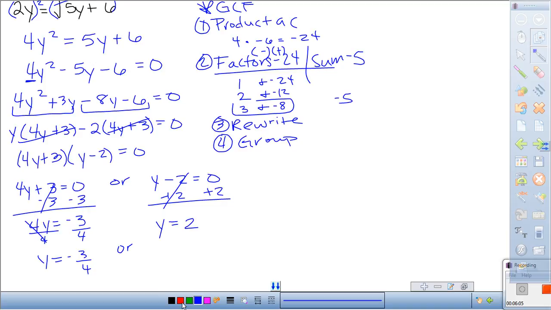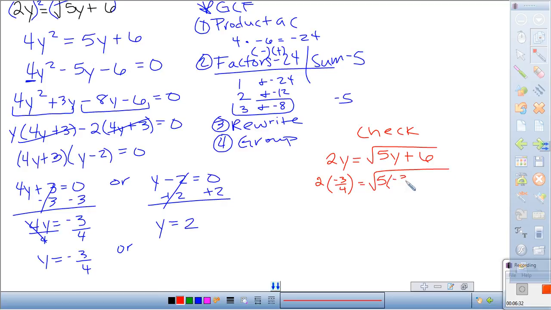Remember, we need to plug that into our original equation to check it, so I'm going to check it over here. And let's see, our original equation was 2y equals the square root of 5y plus 6. So we want to try both of those solutions that we found. So I'll try negative 3/4 first. So I have 2 times negative 3/4 equals the square root of 5 times negative 3/4 plus 6.